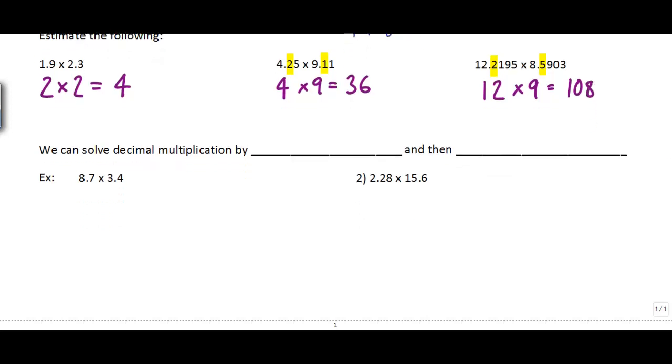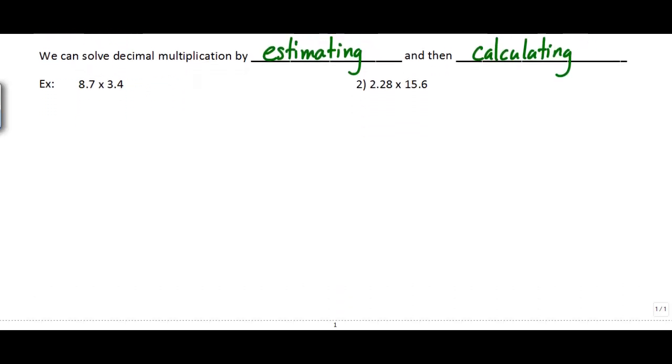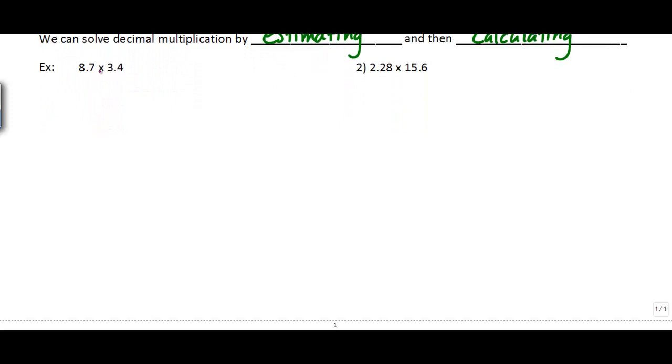So when we're doing multiplications, we can solve multiplication by estimating first. We always estimate first and then calculate. And you'll see that the estimation step doesn't take very much time, but it's really, really useful because it's going to let you know whether or not you've got the right answer, or at the very least if you're close. So take a look at these two examples here.